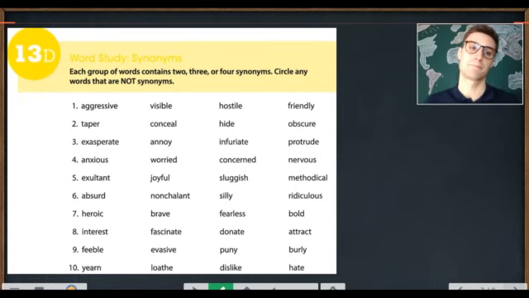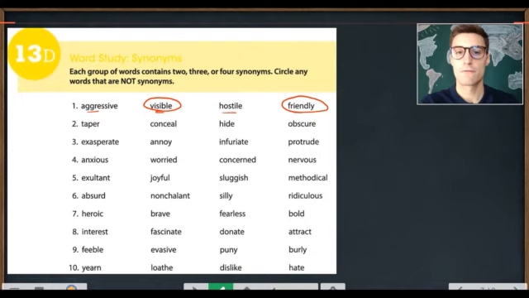Let's go. Number 1. Aggressive, visible, hostile, friendly. So which are not synonyms? I see 2. Visible, friendly. They are not synonyms. Aggressive and hostile, those are synonyms of each other. Number 2, taper, conceal, hide, obscure. I see 1 that is not a synonym. Taper. Conceal, hide, obscure, synonyms.